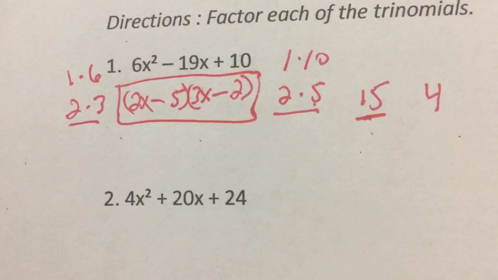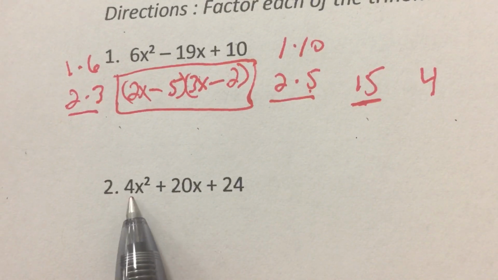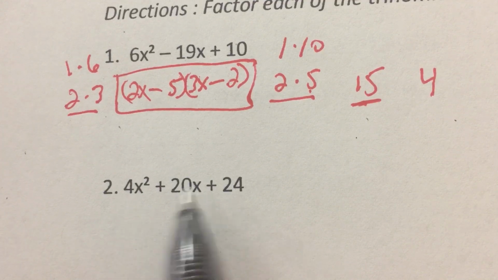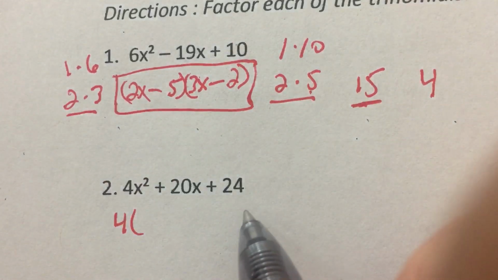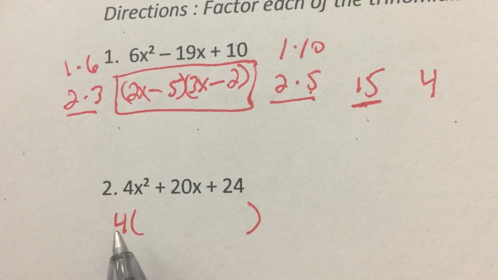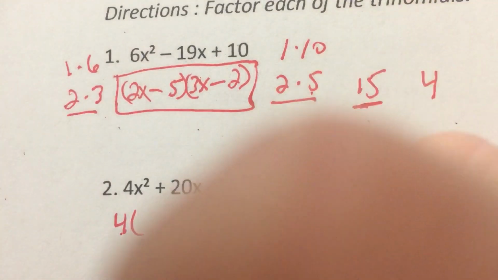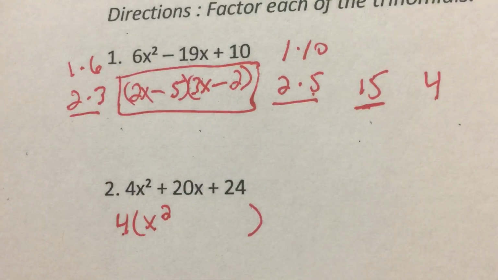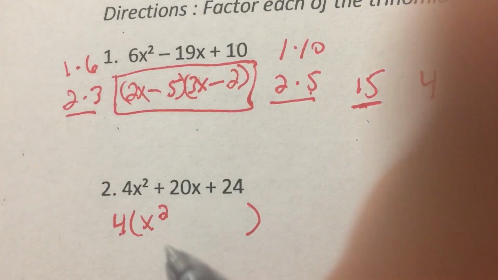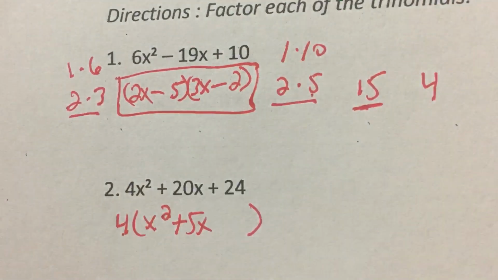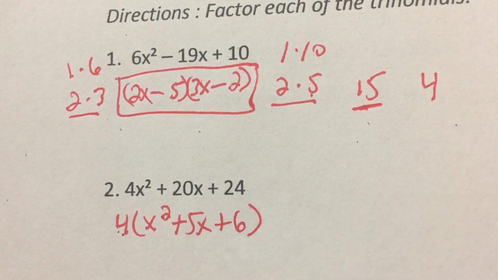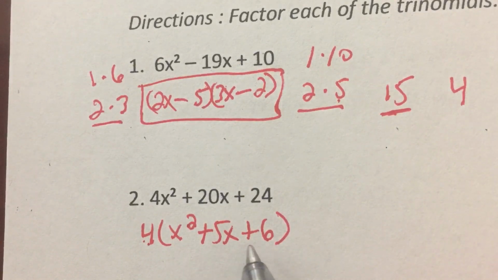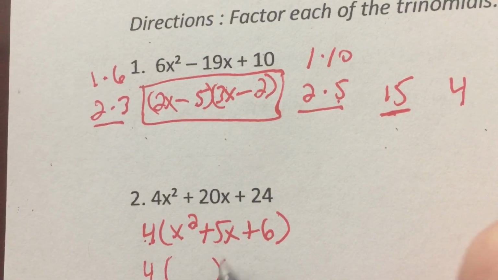The next one is not as complicated as that one because I can see right away the leading coefficient of 4, that all three numbers can be divided by 4. So off the bat, I'm going to go ahead and factor out that 4. What would 4 have to multiply to become 4x squared? X squared. What would 4 have to multiply to become 20x? 5x. And what would 4 have to multiply to become 24? 6. Now that the inside trinomial is a level 1, I know how to do these, x and x.